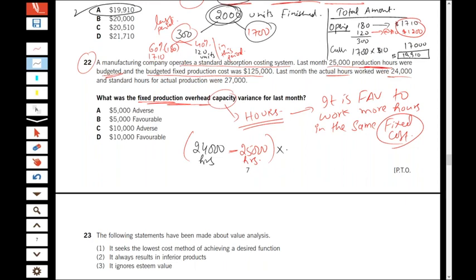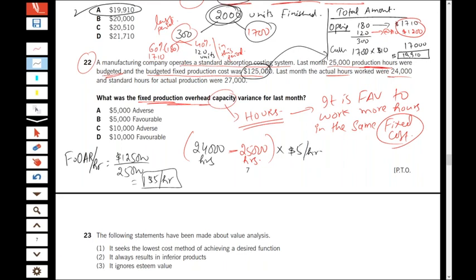And we need now a rate per hour. Fixed overhead absorption rate per hour. That is 125,000 divided by 25,000. That is $5 per hour. Obviously, the actual is less, the budget is more. So that is $5,000 adverse.